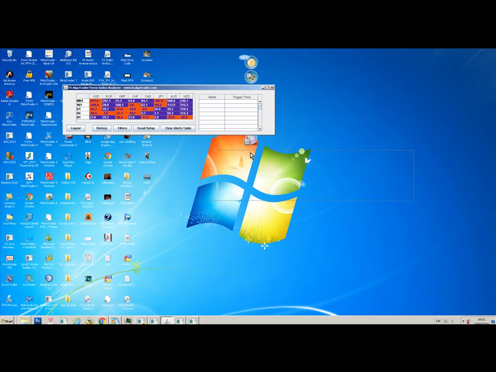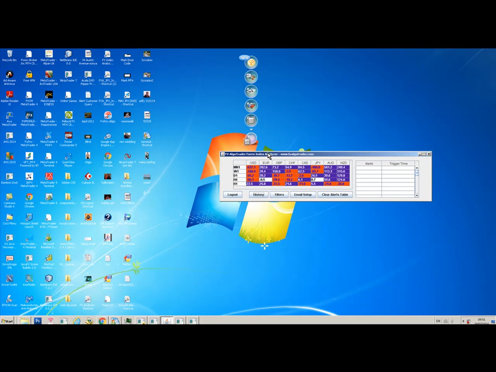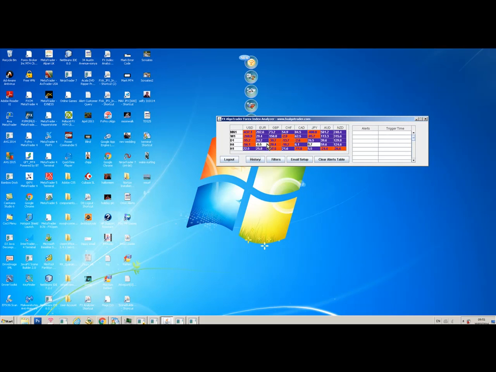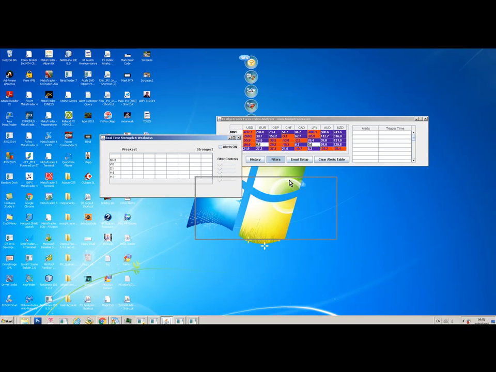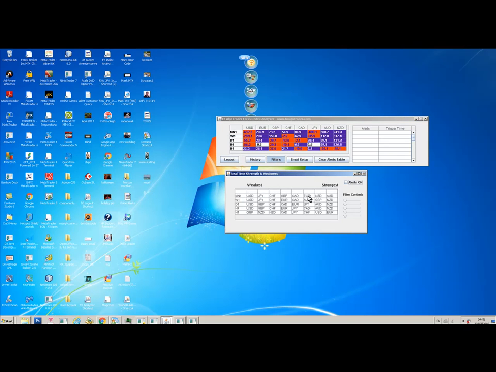What we can see here is the index analyzer sitting as a Java application over the top of any Windows based application you're running, and the system analyzes the major currencies: dollar, euro, sterling, Swiss franc, Canadian dollar, Japanese yen, Aussie dollar, Kiwi dollar by time frame. So we're looking at a breakdown across monthly, weekly, daily, 4 hourly and hourly charts. If we click filters, we'll now see those currencies sorted into strength and weakness.